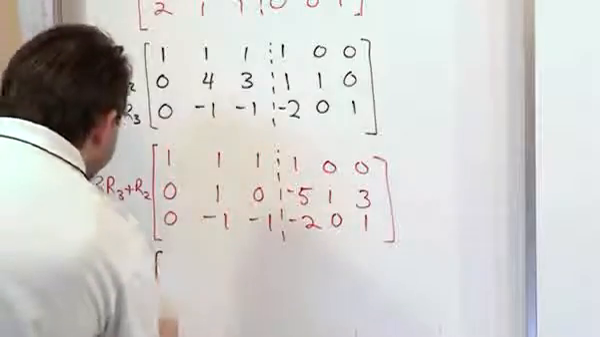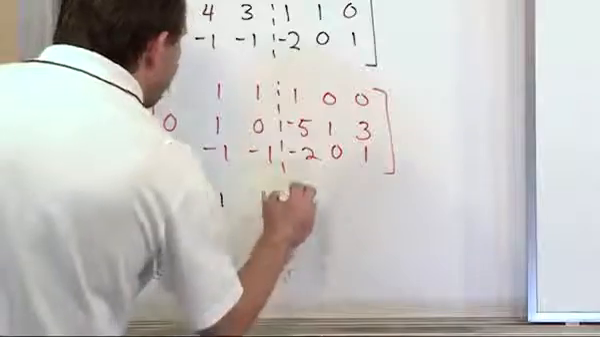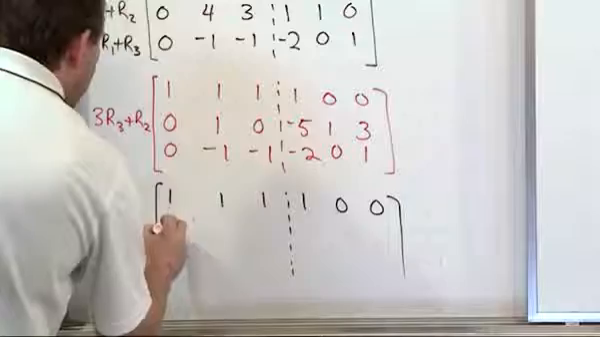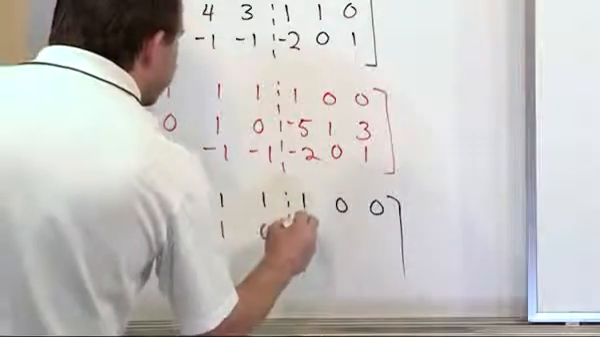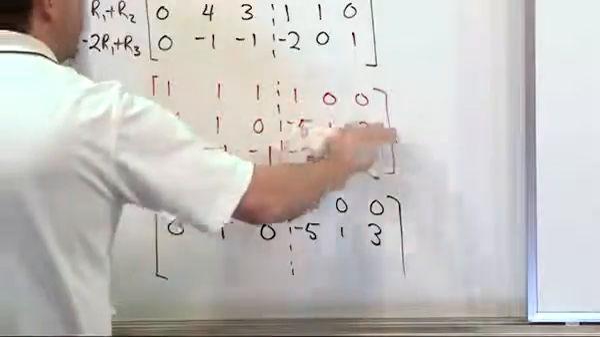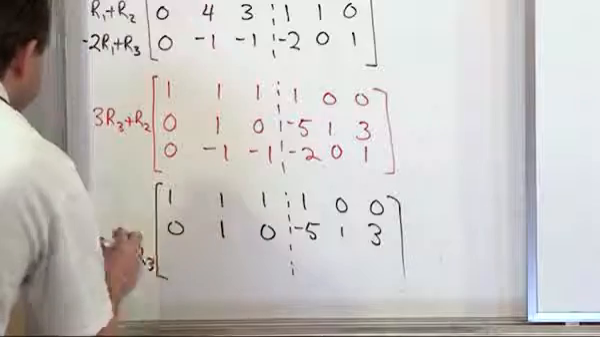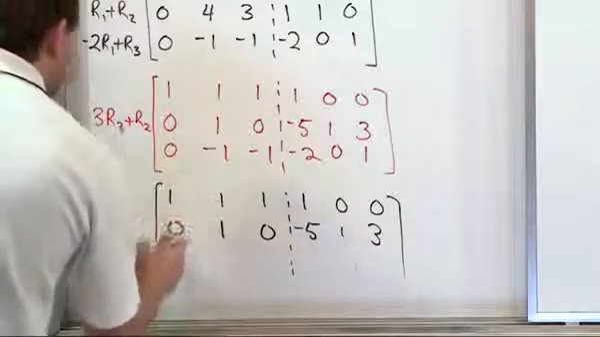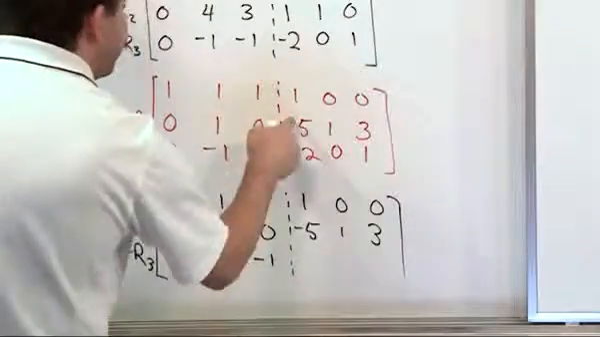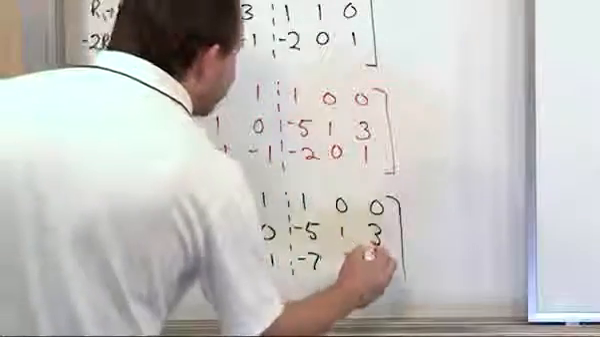So what I want to do is keep the top row 1, 1, 1, 1, 0, 0. And I'm going to keep the middle row 0, 1, 0, negative 5, 1, 3. But I want a 0 under here. So I'm just going to add this row to the next row. So it'll be row 2 plus row 3, like this. And this plus this gives me 0, this plus this gives me 0, this plus this gives me negative 1, this plus this gives me negative 7, this plus this gives me 1, this plus this gives me 4.